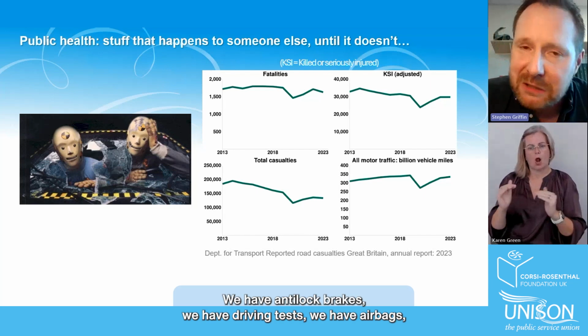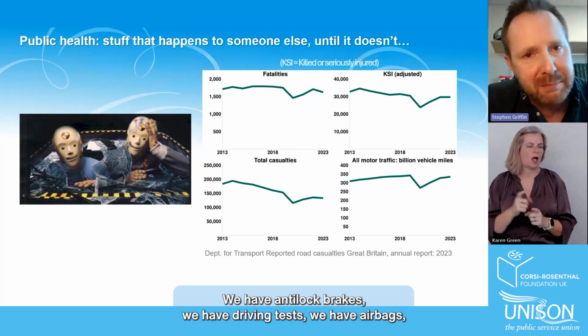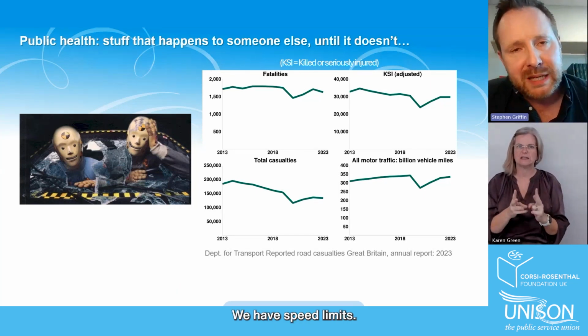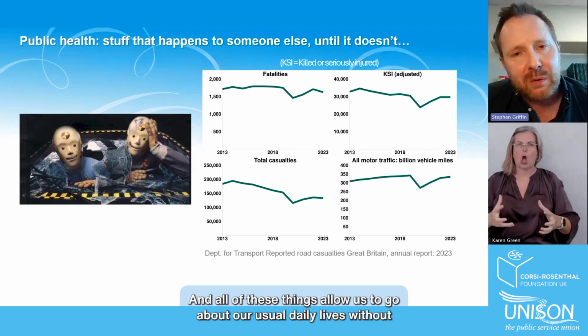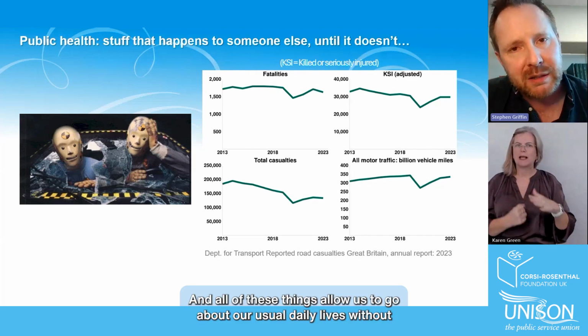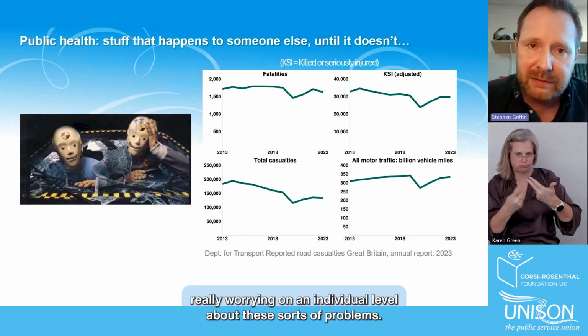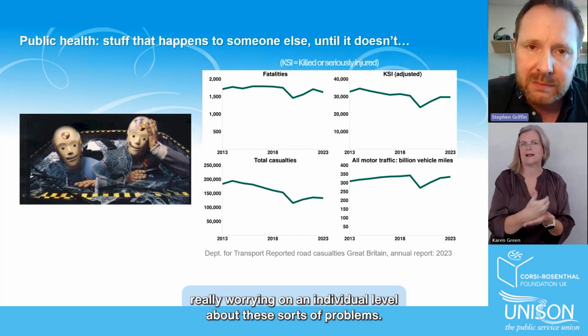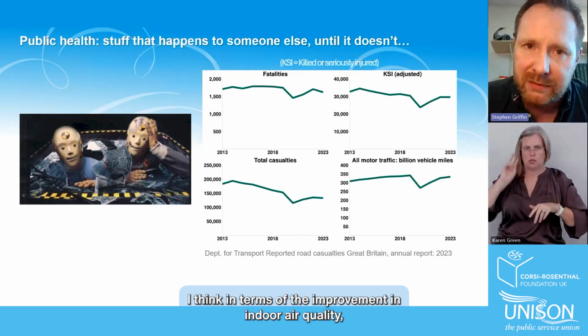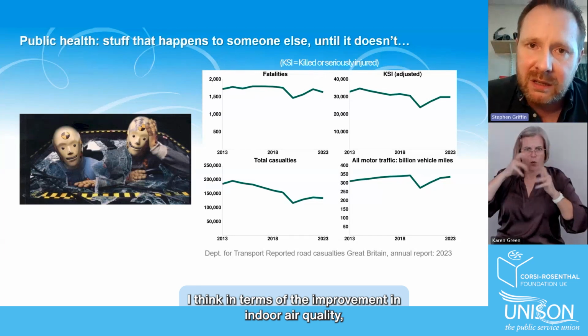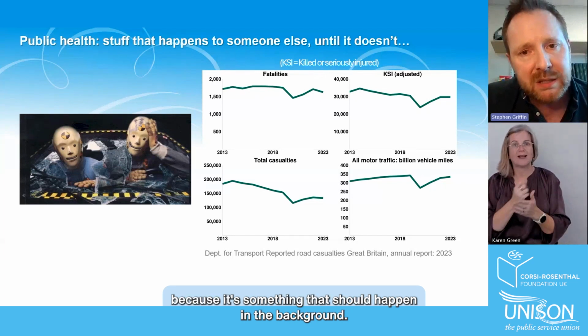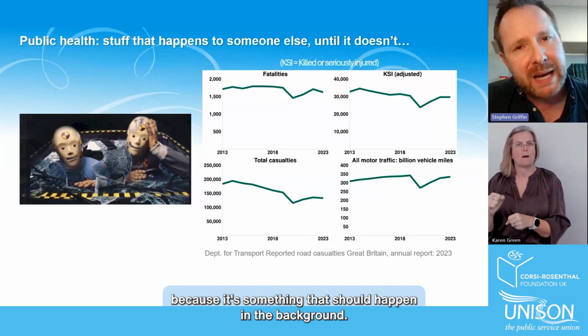We have anti-lock brakes, we have driving tests, we have airbags, etc., etc. We have speed limits. And all of these things allow us to go about our usual daily lives without really worrying on an individual level about these sorts of problems. And this is really what we need to try and achieve, I think, in terms of the improvement in indoor air quality, because it's something that should happen in the background.